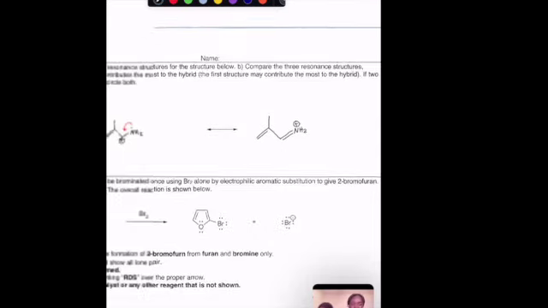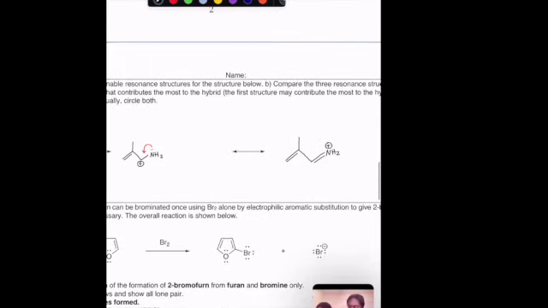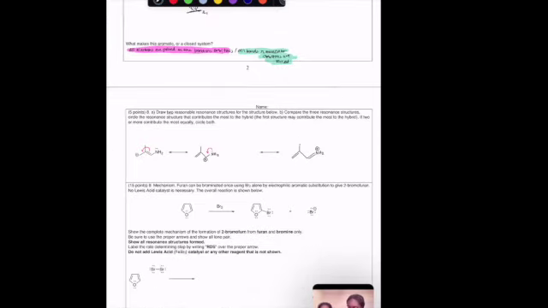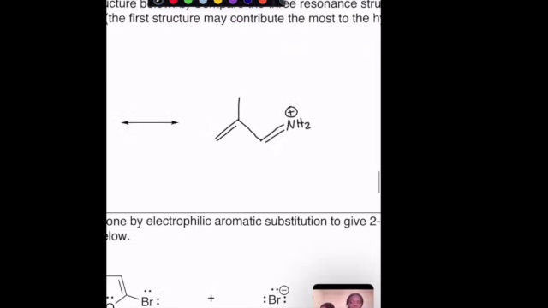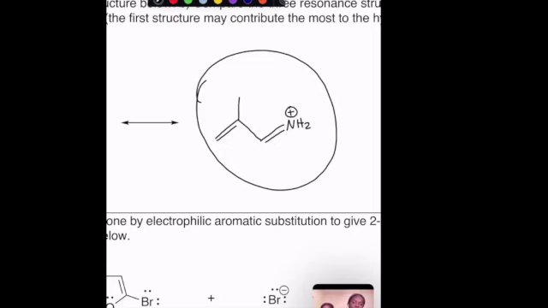Now, what's the question asking you? It's asking me not to just draw these resonance structures, but also circle the one that contributes most to the hybrid. So out of these three, which one? Is it the one with the most bonds? Exactly. The one with the most bonds is this one right here. So that would be the one that contributes most to your hybrid structure.